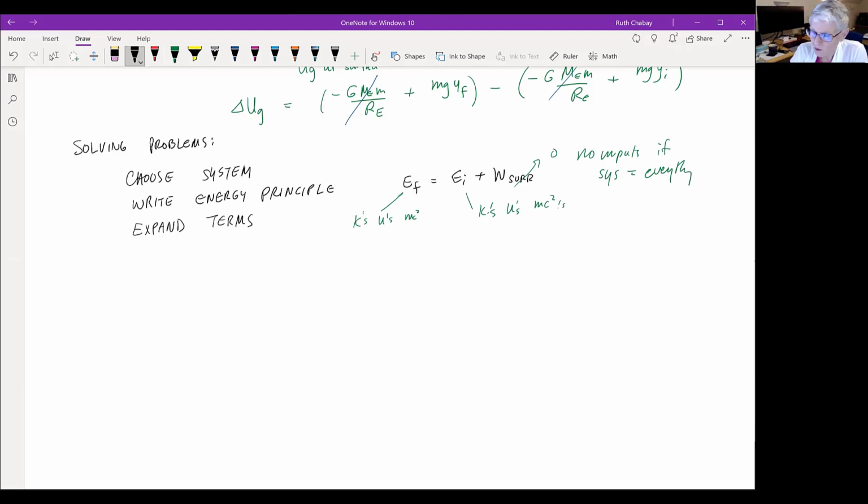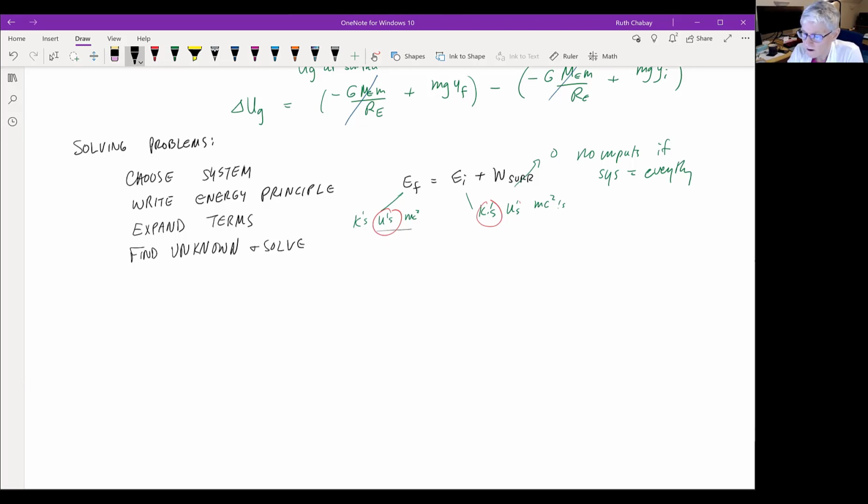And then all we're left to do is to, in our expanded terms, find our unknown, which may be hiding here or there or whatever. So find the unknown. Where's Waldo? And then solve. So that's actually all there is to it.